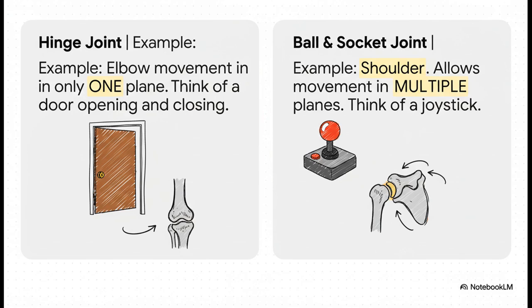And this is a perfect way to visualize it. Your elbow? That's a hinge joint. It works just like a door hinge. It only swings open and closed. But the shoulder, that's a ball and socket. It's more like a joystick on a video game controller, giving you total freedom to move around. It's amazing engineering built right in.